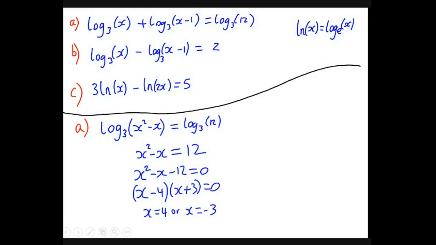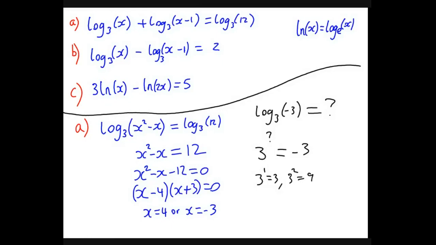Yeah, and also, let's think about this in terms of our exponentials. Because if I put in log to the base 3 of minus 3, let's just say it equals question mark, that means that 3 to the power of something is equal to minus 3. But since when have we ever taken an exponential and made it negative? How does that work? If we do 3 to the power of 1, that's equal to 3. 3 squared equals 9, and so on.